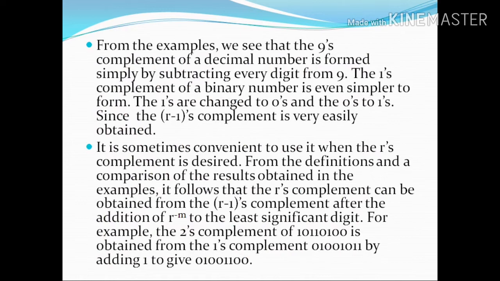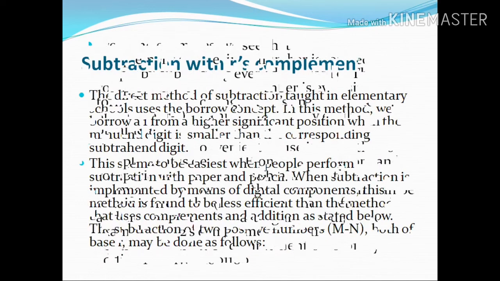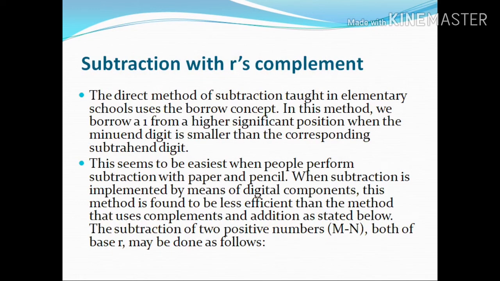From the definition, comparing the results obtained, the R's complement can be obtained from the R minus 1's complement, followed by the addition of R to the power minus m. So we have to do it this way. Let's now use subtraction with the R's complement. The direct method of subtraction taught in elementary schools uses the borrow steps. In this method we borrow 1 from the higher significant position when the minuend digit is smaller than the corresponding subtrahend digit.